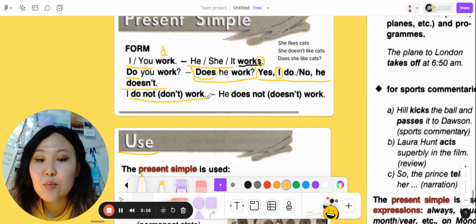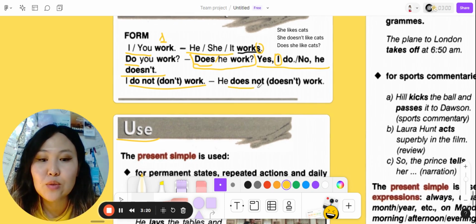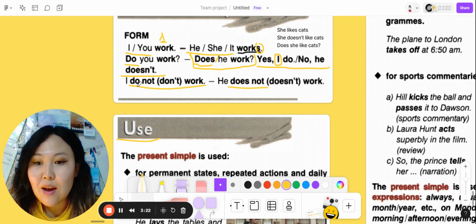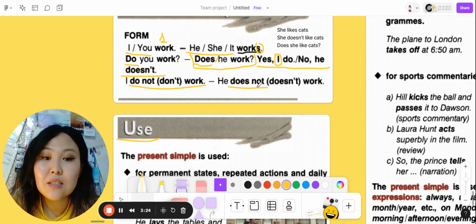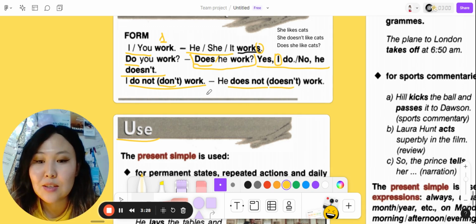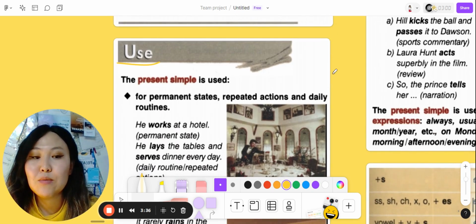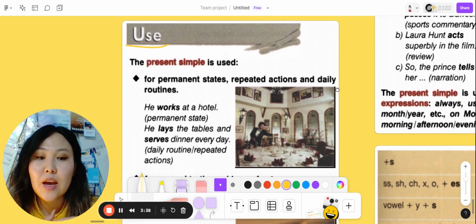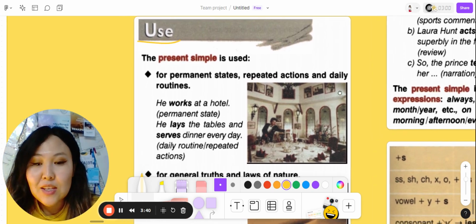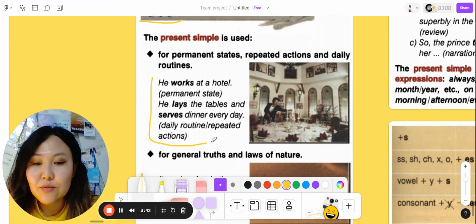We see examples of negative sentences, and we form them by using auxiliary verb plus not. I do not work, he does not work. Some short versions, contractions, don't and doesn't. I'd like to pay your attention to the use of the tense, because sometimes students can have some problems with it. So we are reading the example firstly.